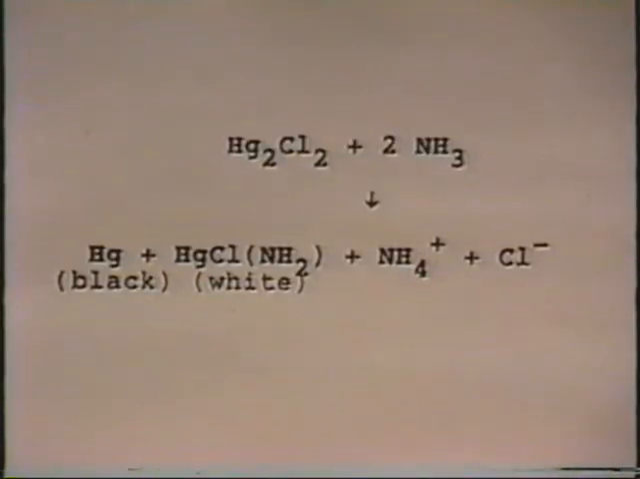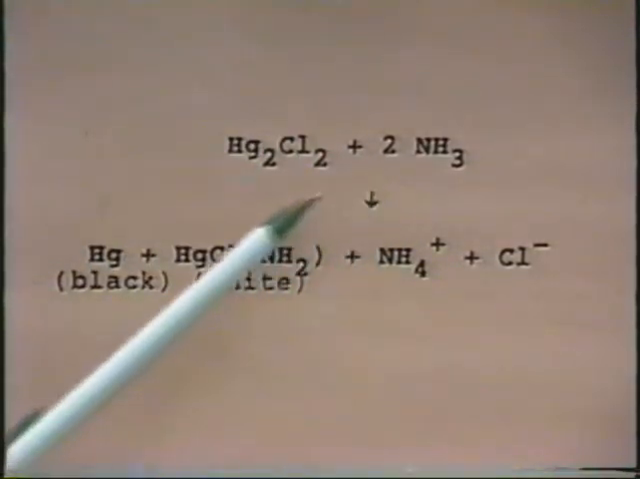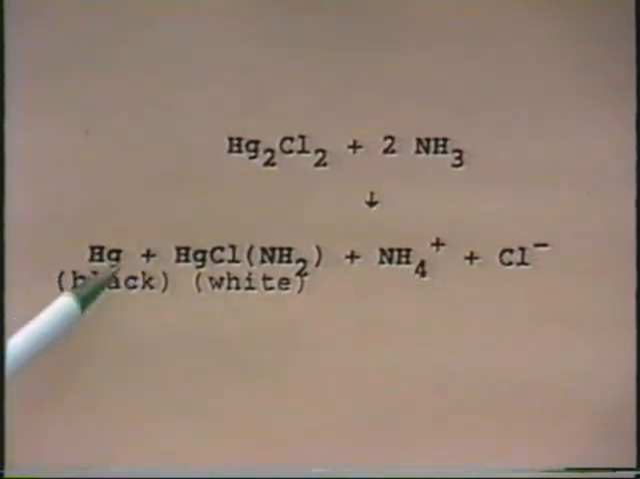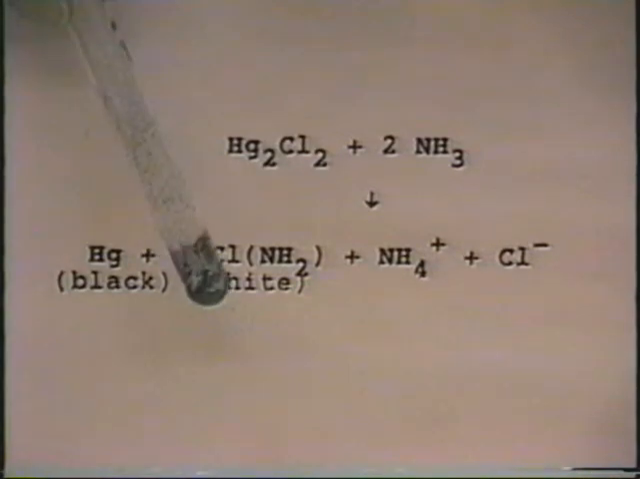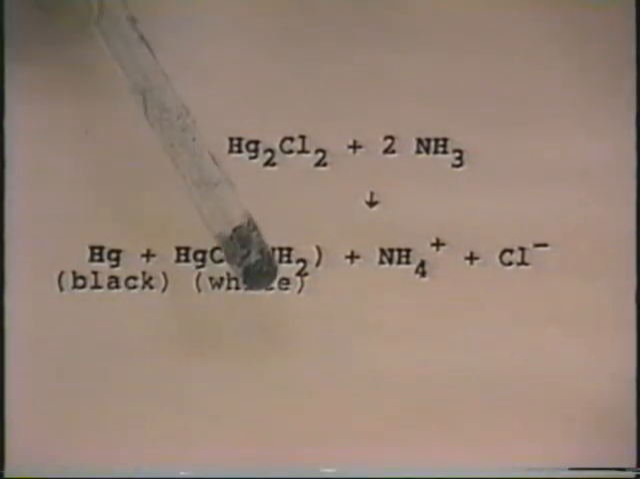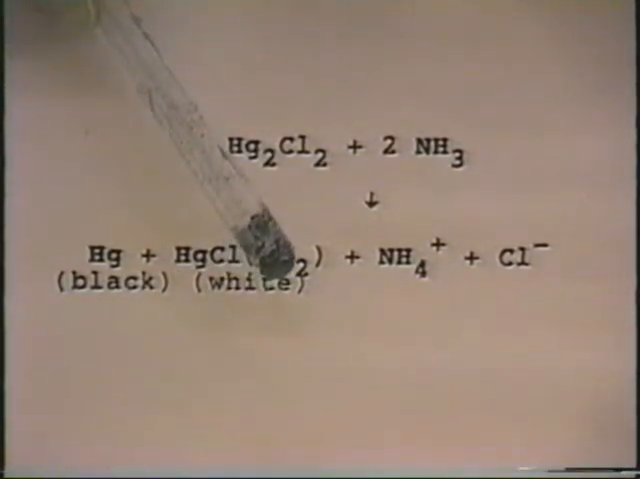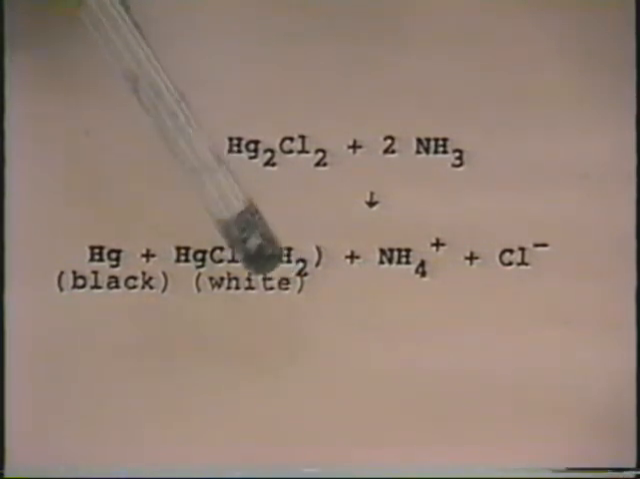The confirmation test for mercury involves adding ammonia to the mercurous chloride to get a black precipitate of mercury metal itself. As you can see, what we just did produced that black precipitate, so this is a confirmation of the presence of the mercurous ion in the original unknown.